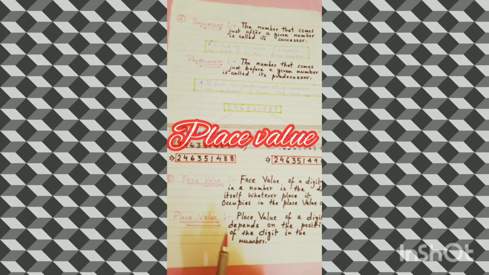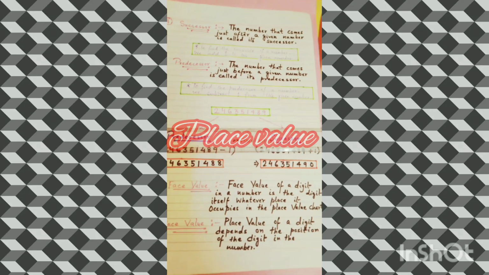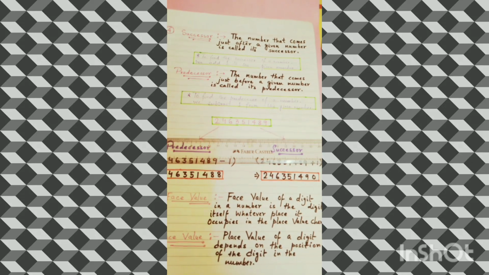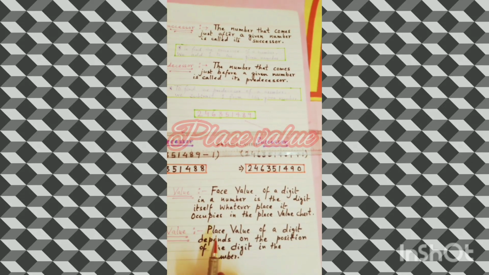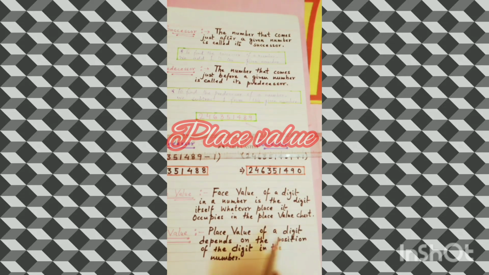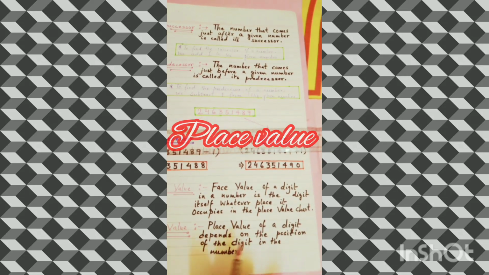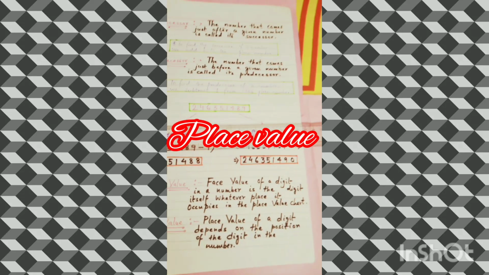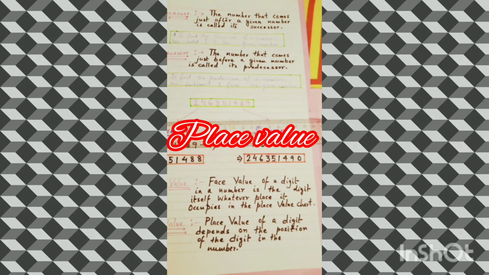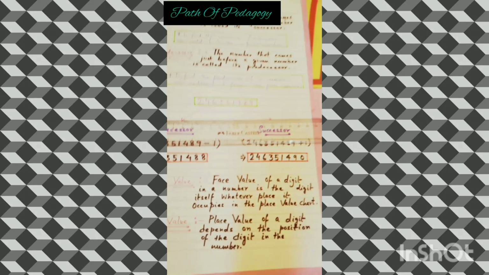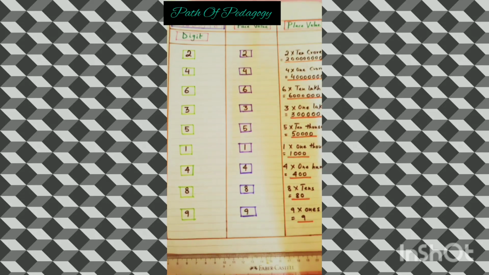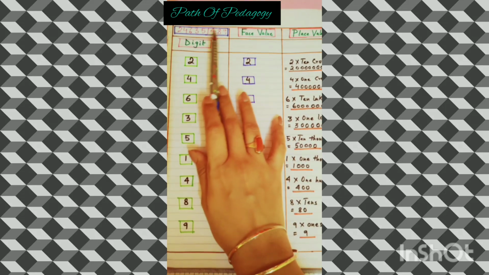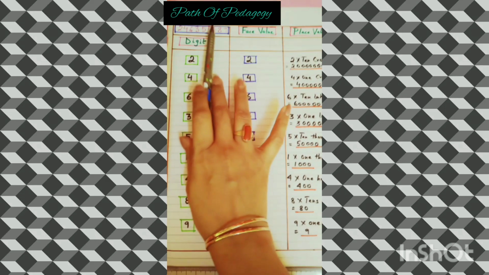प्लेस वैल्यू क्या होगा, जो भी एक नंबर है वो कौन से प्लेस के अंदर में लिखा गया है वही उसका प्लेस वैल्यू होगा. Similarly, place value of a digit depends on the position of the digit in the number. कौन सी पोजीशन में है वो डिजिट, वही उसका प्लेस वैल्यू होगा. So for finding out the face value and the place value of every digit in this number, what we have to do, just write down the number.